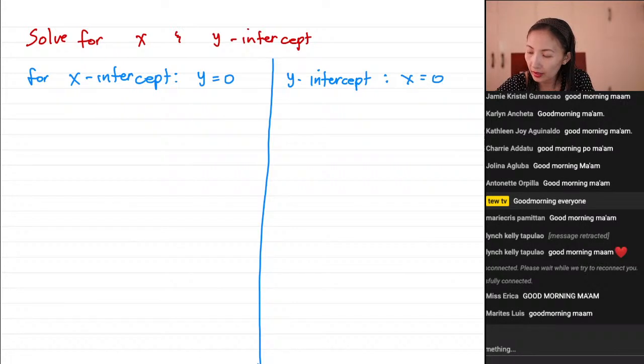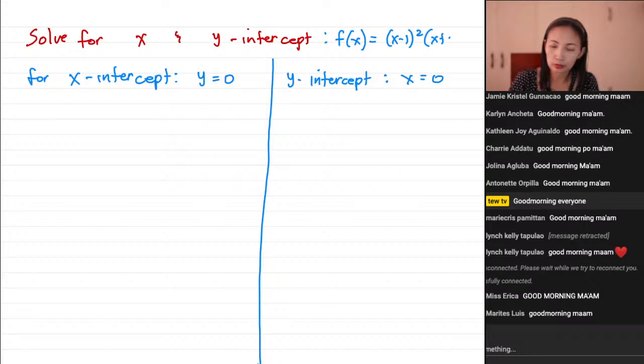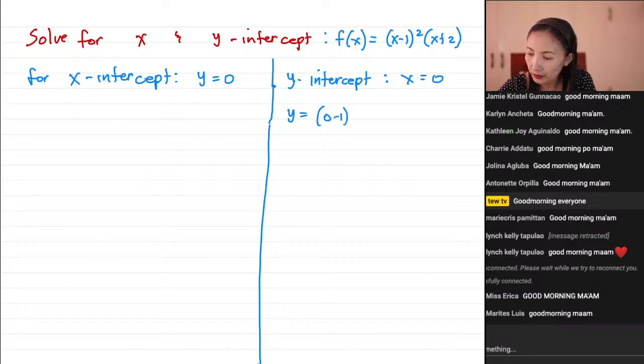I think this is easier than the previous one. Let's just do this one. The function given is f of x is equal to the quantity x minus 1 squared times x plus 2. So if x is 0, then y will be equal to 0 minus 1 squared times 0 plus 2. What will this be?